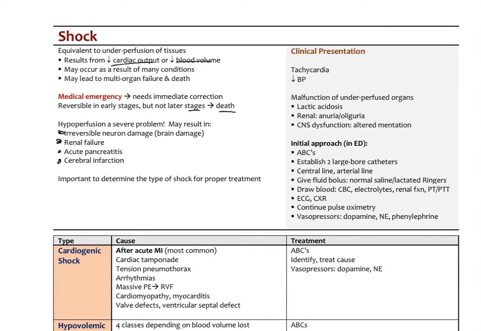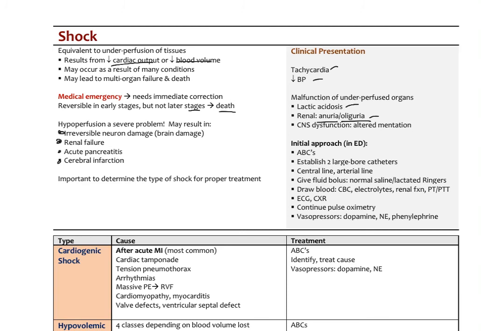So the clinical presentation typically with shock would be tachycardia with decreased blood pressure. And then depending on which organs are malfunctioning, we might see things like lactic acidosis, spilling of proteins, and a decrease in urination. So in the kidneys we'd see anuria, which is no urination, or oliguria, which is small amounts of urination, and then altered mental status due to CNS dysfunction.